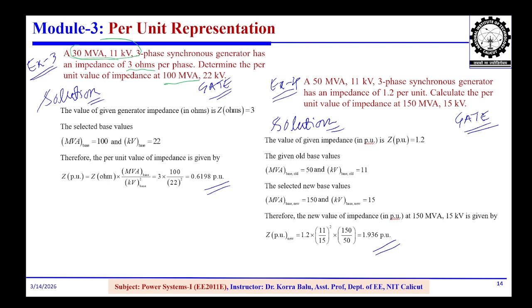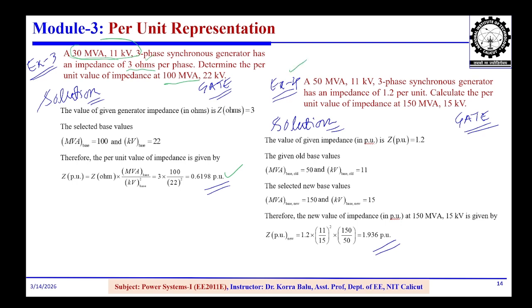So we need to determine the given impedance on the 100 MVA 22 kV base. Directly use the simple formula: Z per unit is equal to the given impedance value in ohms times MVA base divided by kV base squared. So 3 times 100 times 10 to the power 6, divided by (22 times 10 to the power 3) whole squared. This will give the per unit impedance on the 100 MVA 22 kV base. This is very important: first we need to see whether the given parameter is in per unit or ohms. Then we'll discuss exercise 5.